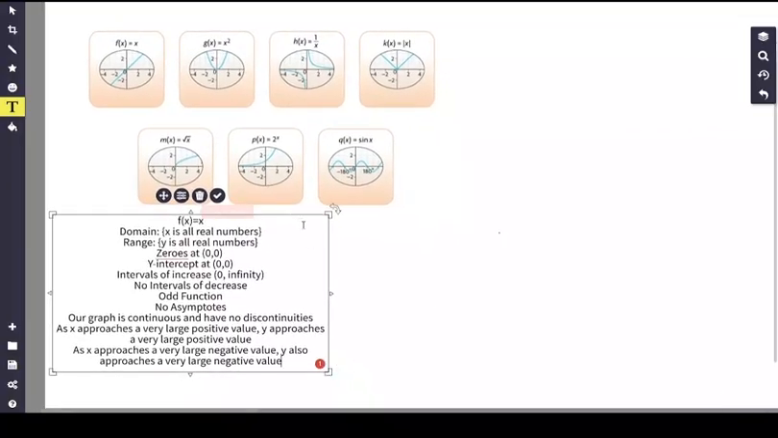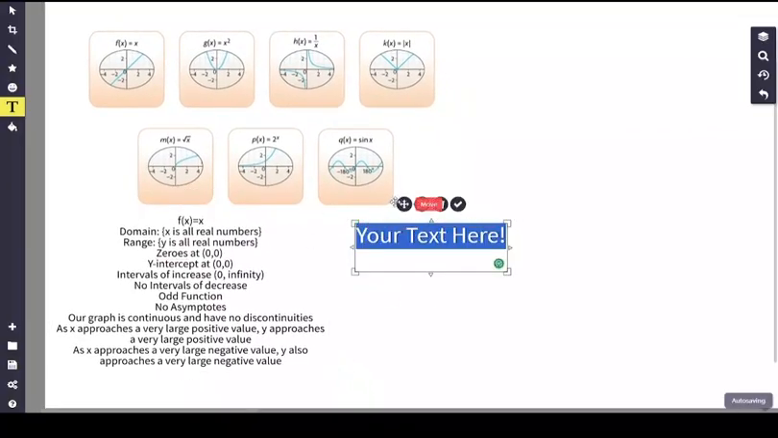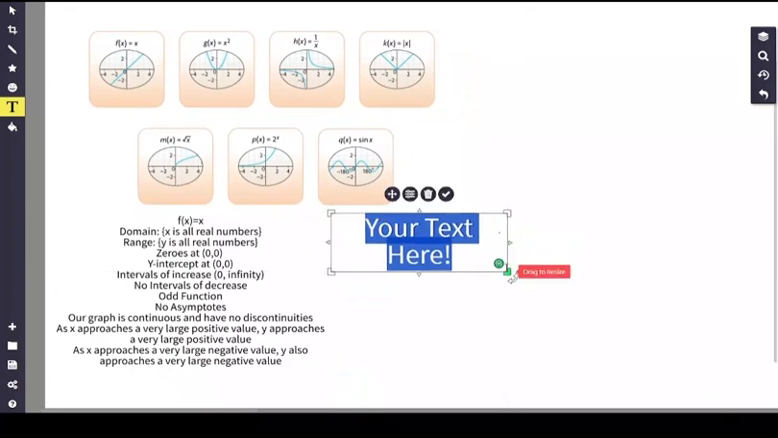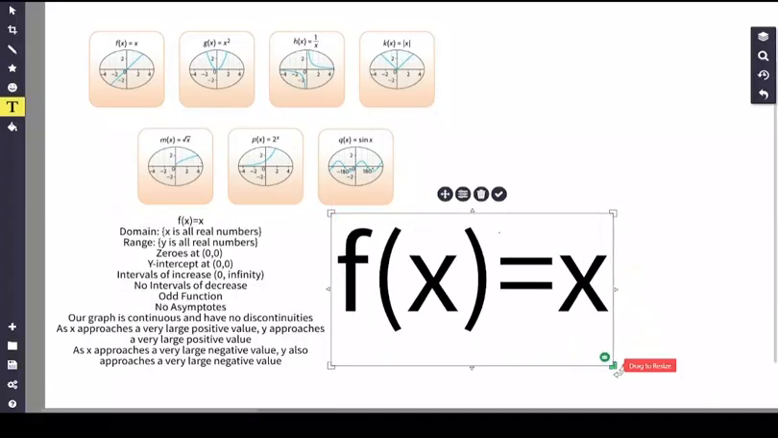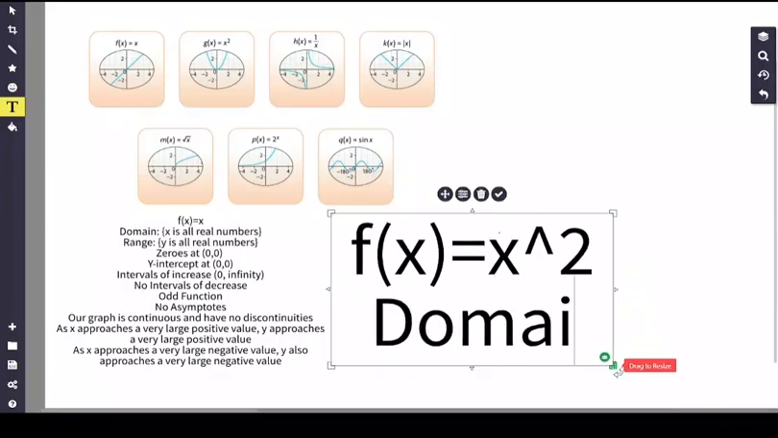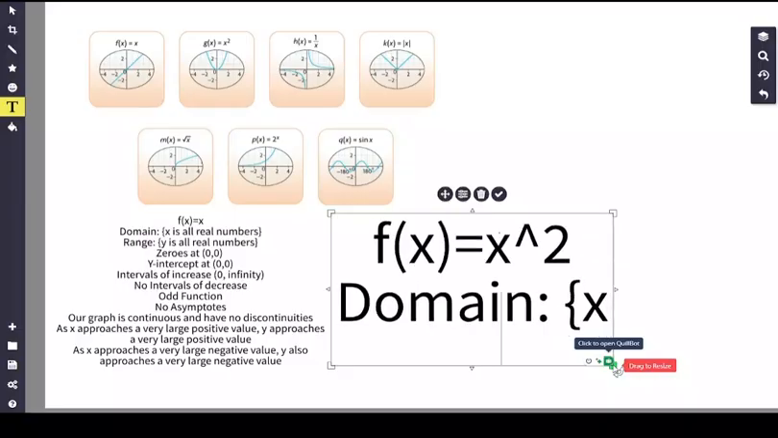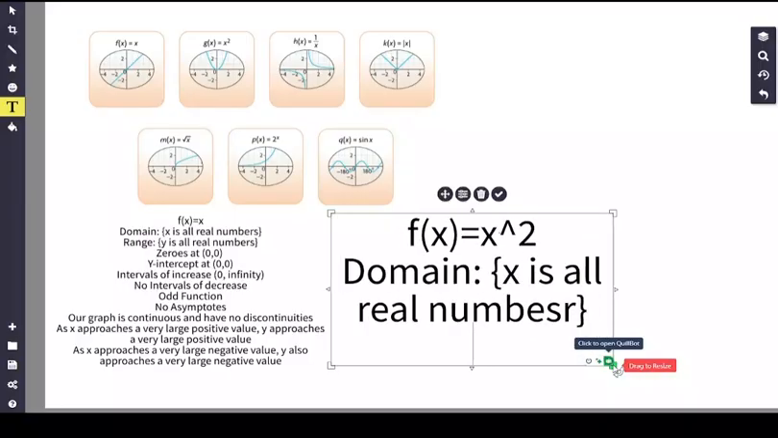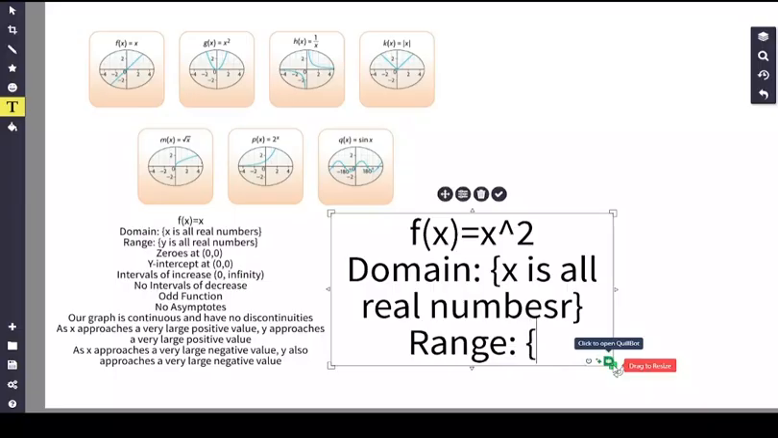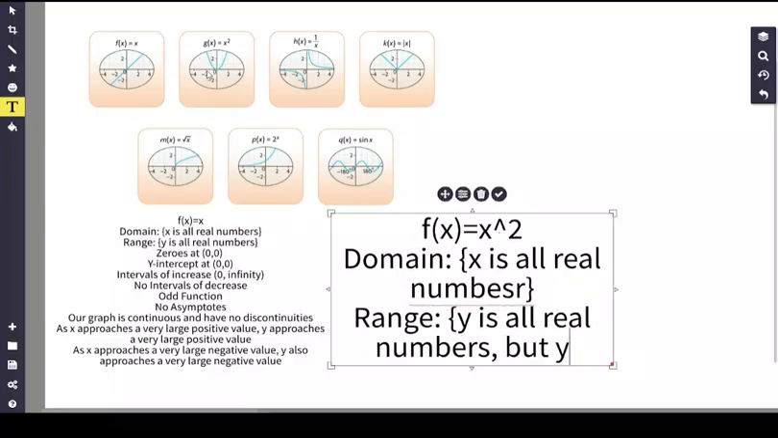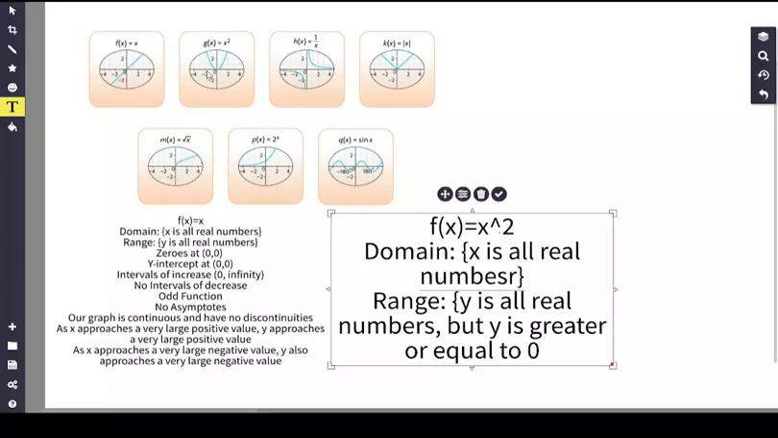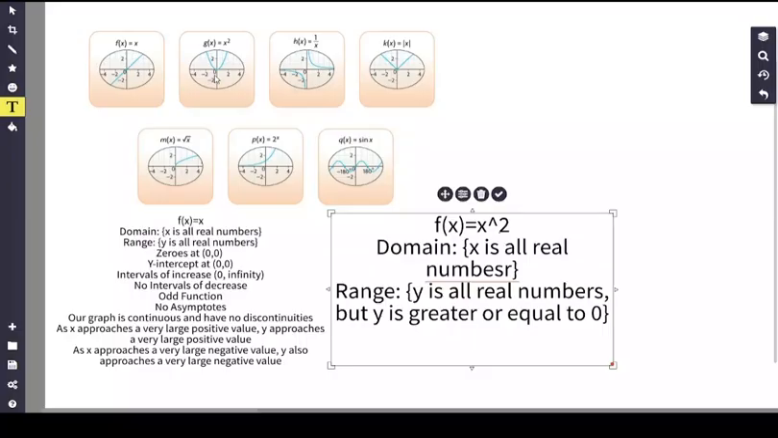Let's go ahead and do the same thing for the rest. We have a lot of space to use here. f of x is equal to x squared. Domain: x is all real numbers. Range: obviously we notice a lower point on this graph, so y is greater than or equal to 0. We notice that y always stays above the x-axis. It never falls below it. So we have our first restriction, first change.